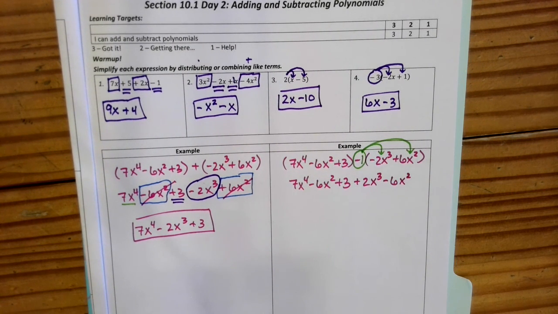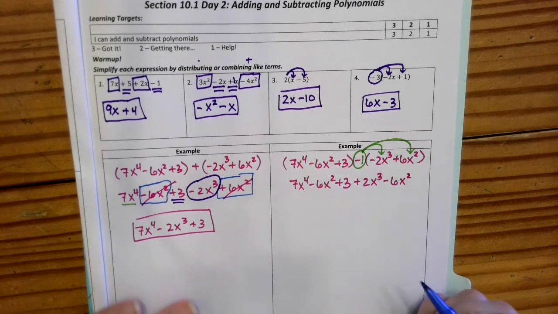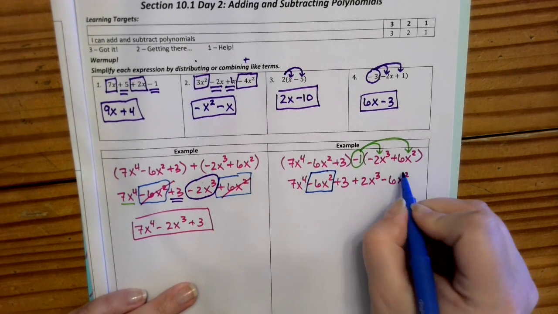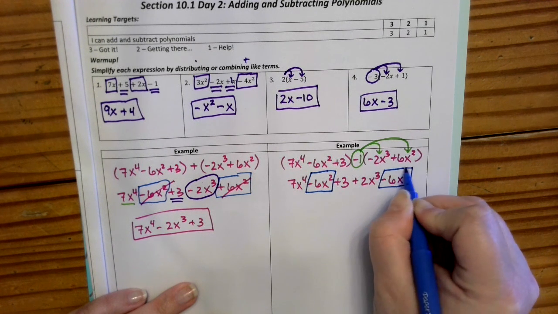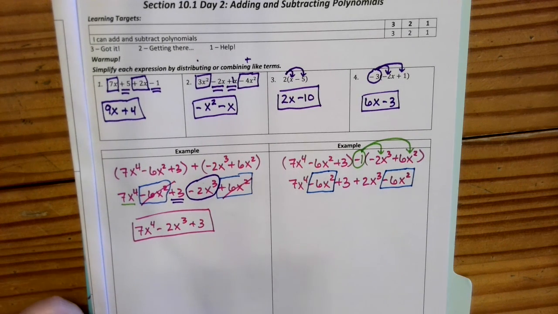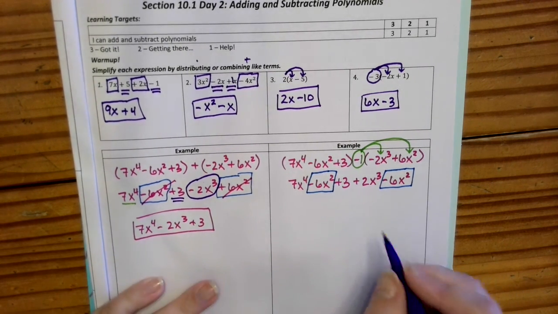Well, now if we look, those like terms that we had before, there still are like terms, right? Negative 6x squared and negative 6x squared. But now they're both negative 6, which means when I combine them, they actually become negative 12x squared. So we do have to be careful there.